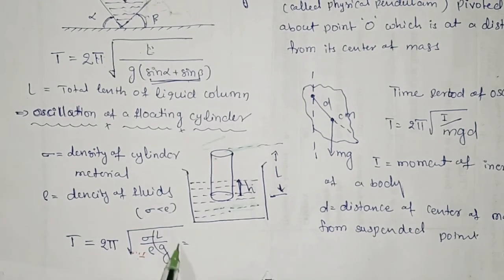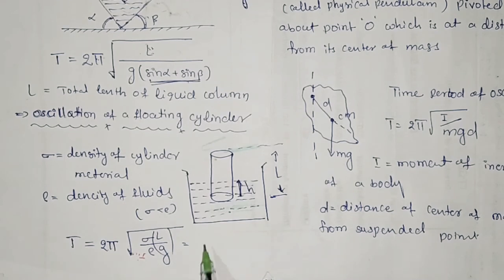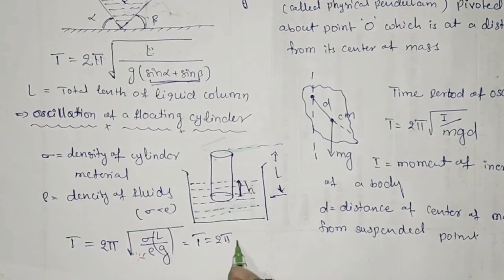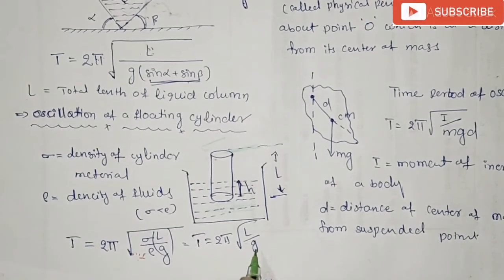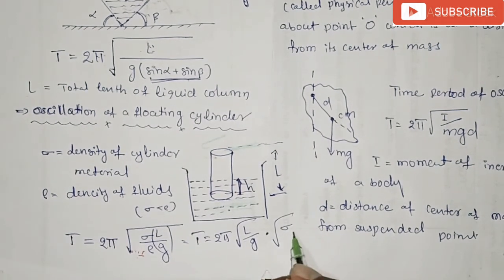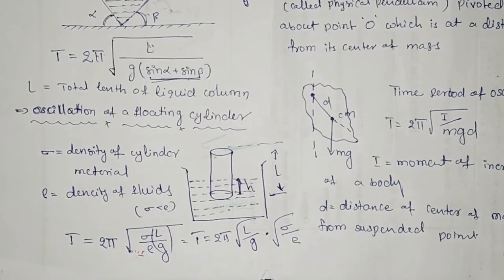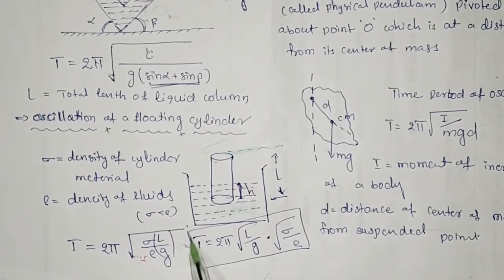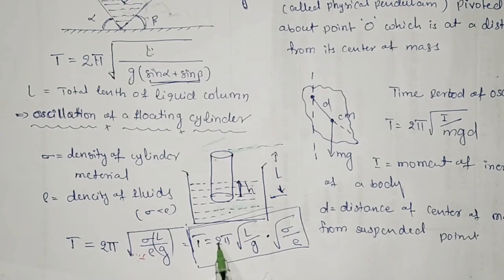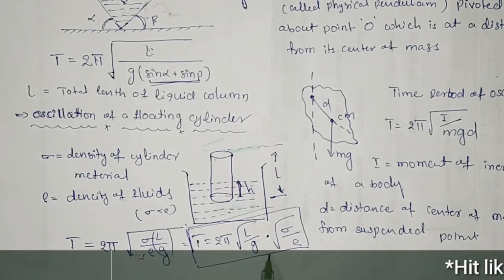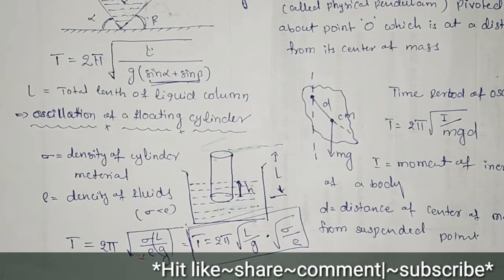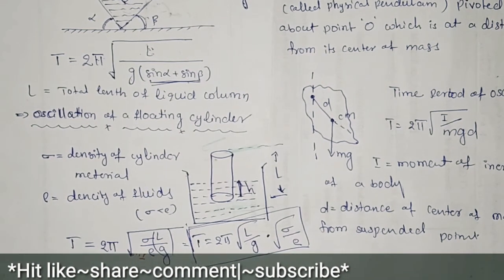In a simple way, it is the same: T is equal to 2 pi under root L by g, but something has changed, that is sigma by rho. This is also easy to remember, right? T is equal to 2 pi under root L by g times sigma by rho, and these are both densities.